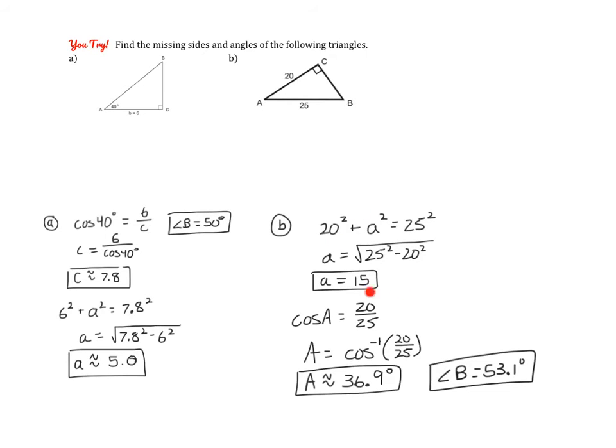For part B, I started by finding side A using the Pythagorean theorem. And then I set up a ratio using cosine. So I said cosine of angle A is 20 over 25. And then if you're solving for the angle, you need to use the inverse function. So the arc cosine of 20 over 25 is approximately 36.9, which means the remaining angle B is 53.1 degrees.